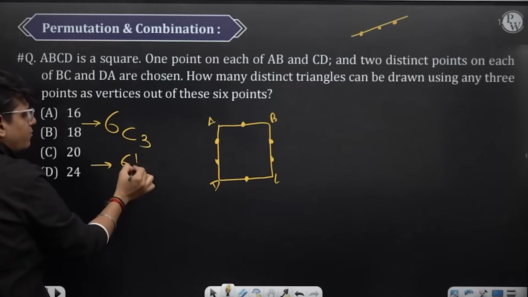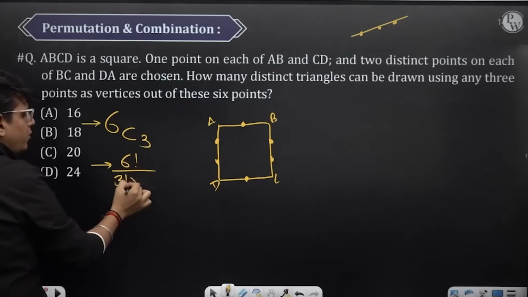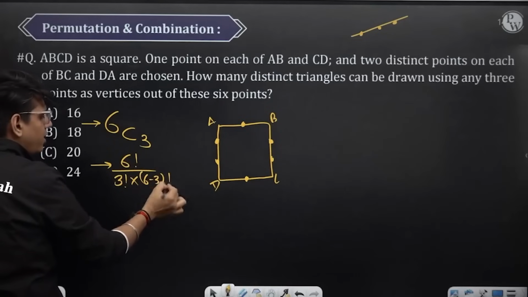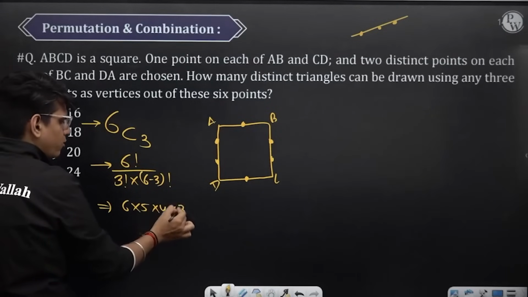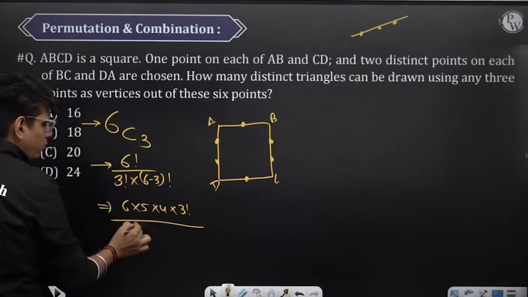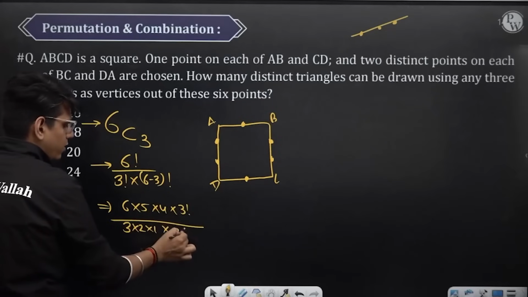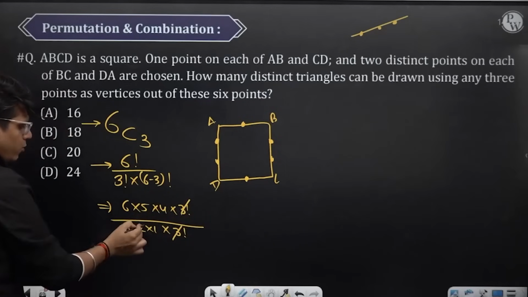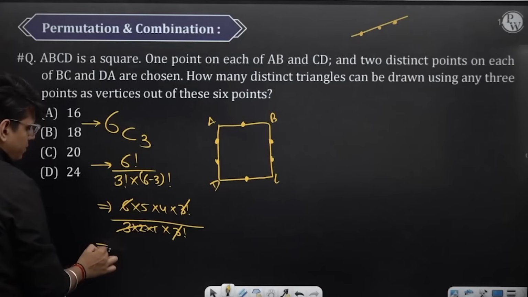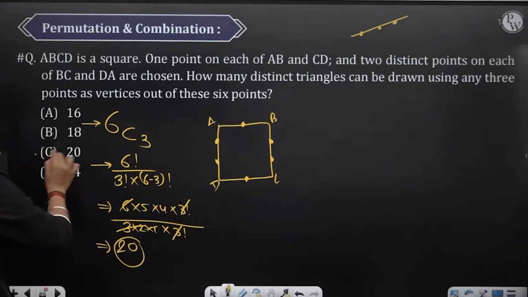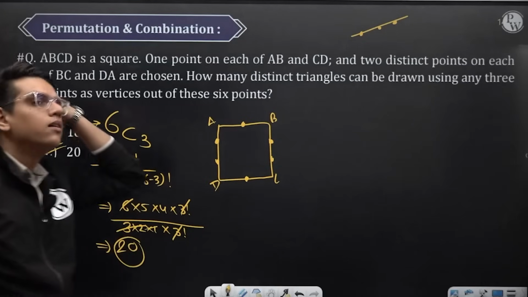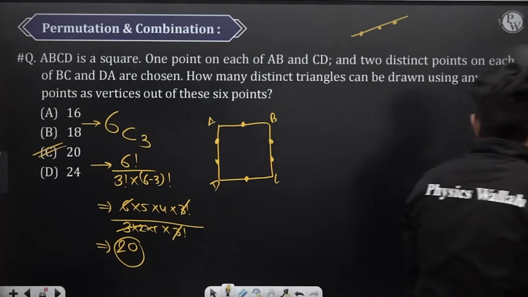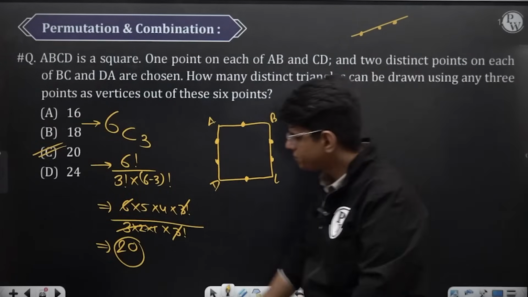This is nothing but 6 factorial upon 3 factorial into (6 minus 3) factorial, which is 6 into 5 into 4 into 3 factorial upon 3 into 2 into 1 into 3 factorial. This is cancelled. 3 into 2 is 6. So this is nothing but 20. So there are 20 such possible triangles. Okay, right? So 20 triangles are possible.